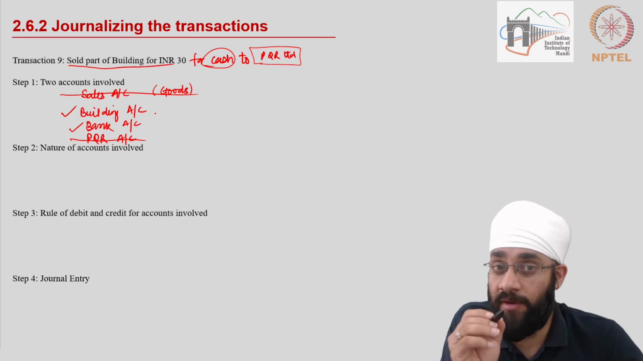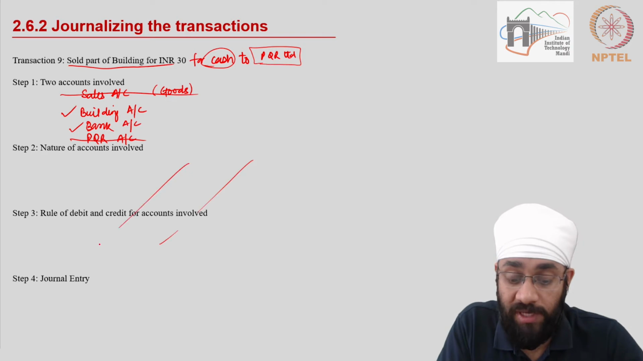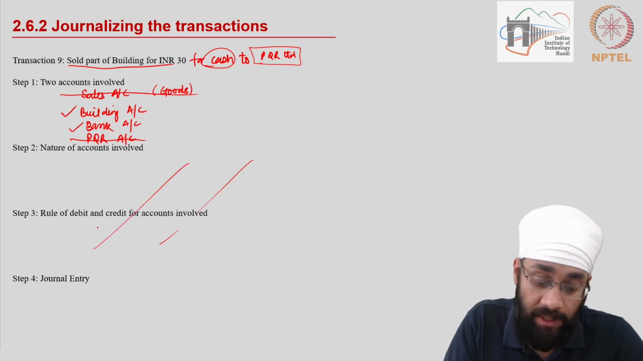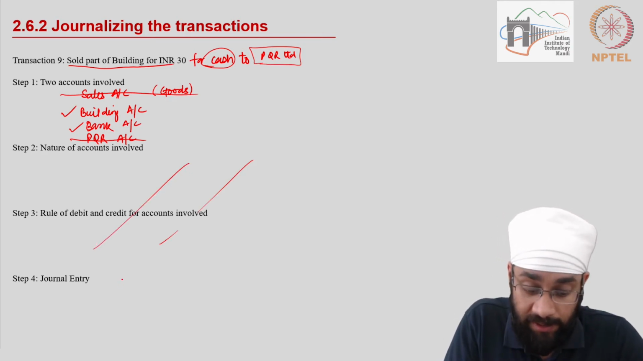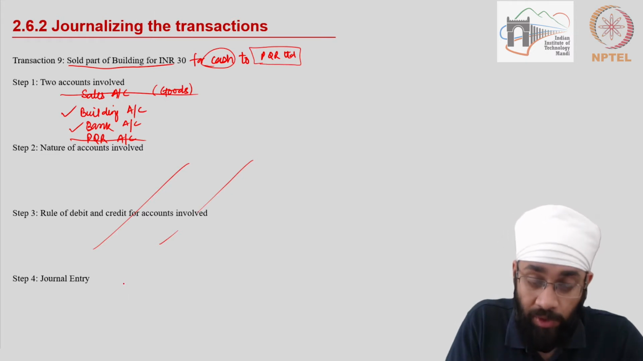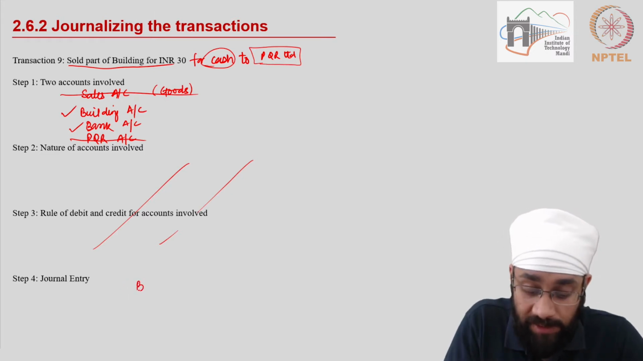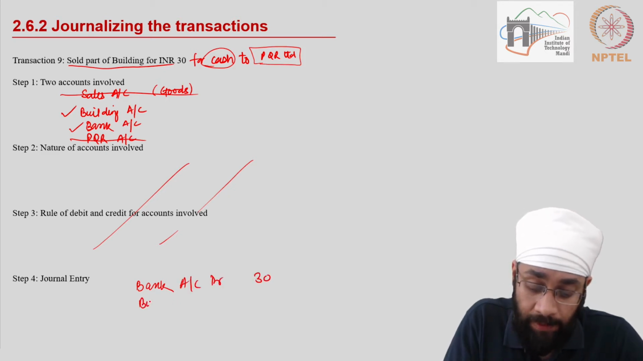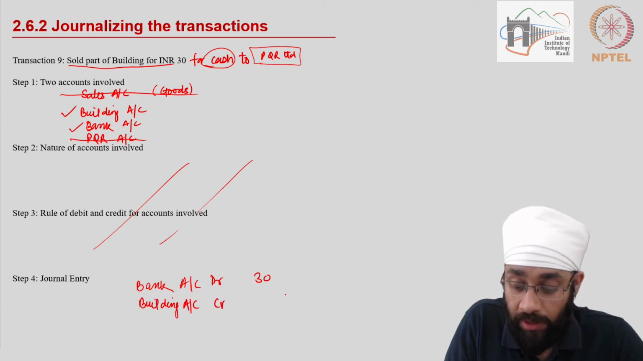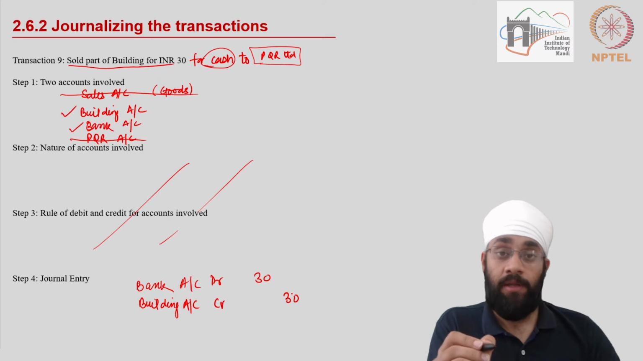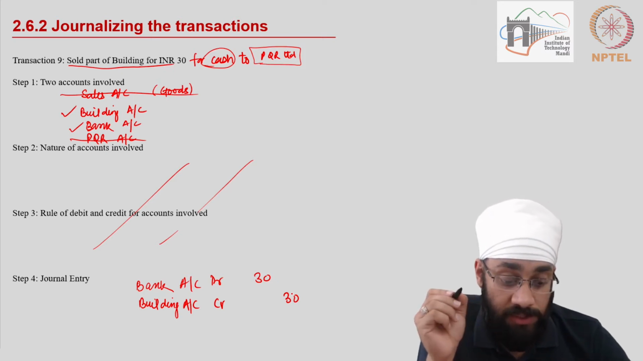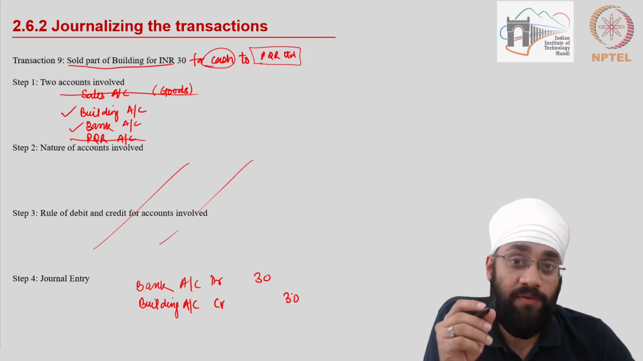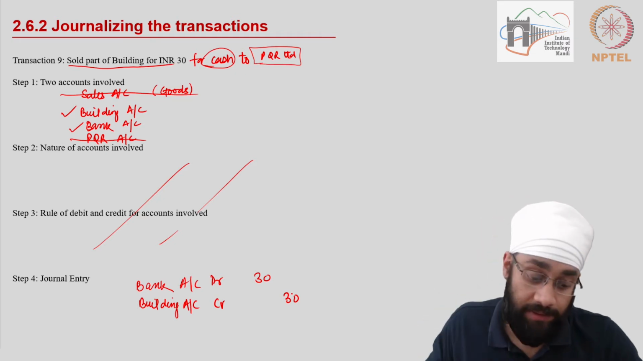So building and bank, again, both are real account. Debit what comes in, credit what goes out. I'm cutting the two steps here, going directly to the journal entry. And the way I write it is debit what comes in. So what comes in is the bank balance because you are selling the building. Bank account debit 30, and building, the asset goes out. Credit what goes out 30. And done. That's how you write a journal entry for sale of a building or any other asset.